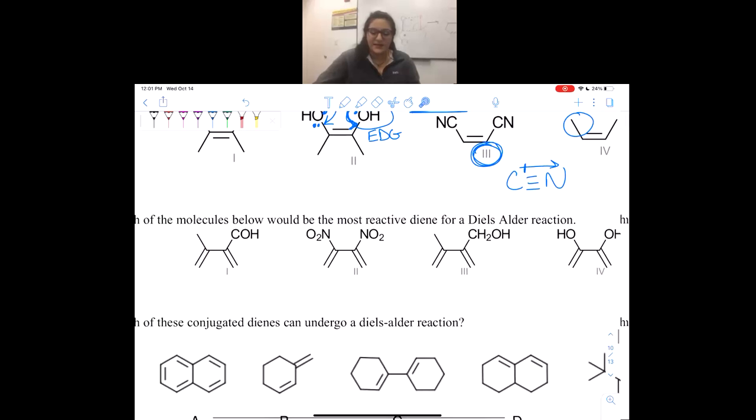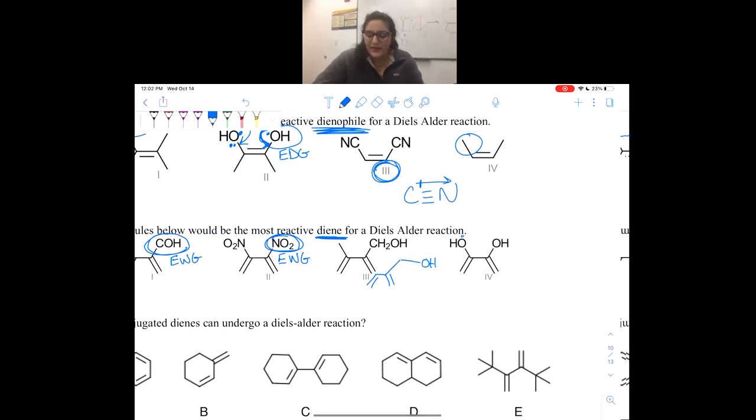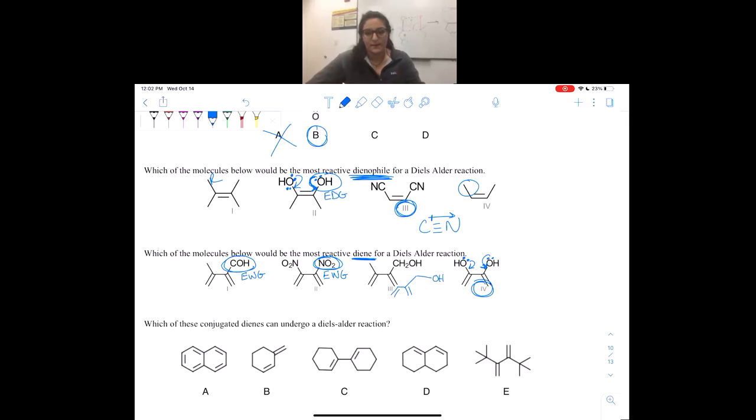And then the opposite, if we're looking for the diene, we want electron donating groups. A COH is an aldehyde. Carbonyls are withdrawing, so this one is going to be bad. NO2 is also a strong electron withdrawing group, so that one's going to be bad. This one just looks like that, right? So it's not great or bad. But here we have 2 strong donating groups, so this one is going to be really good, and that will be the best diene.